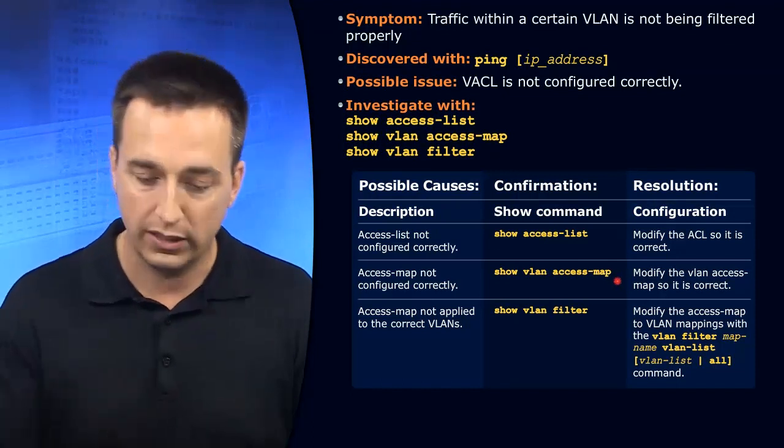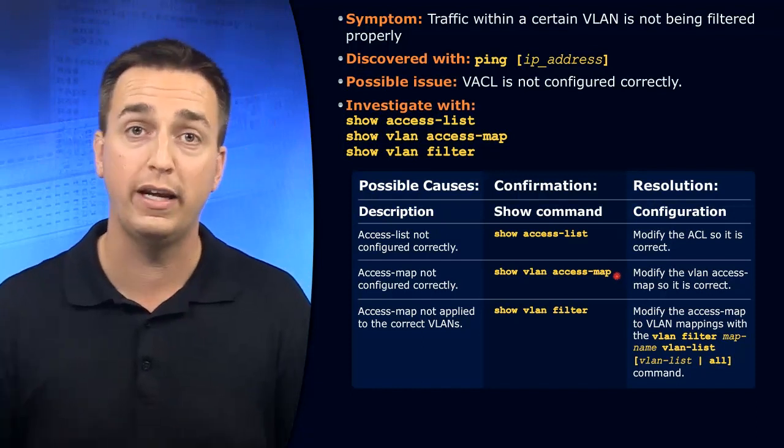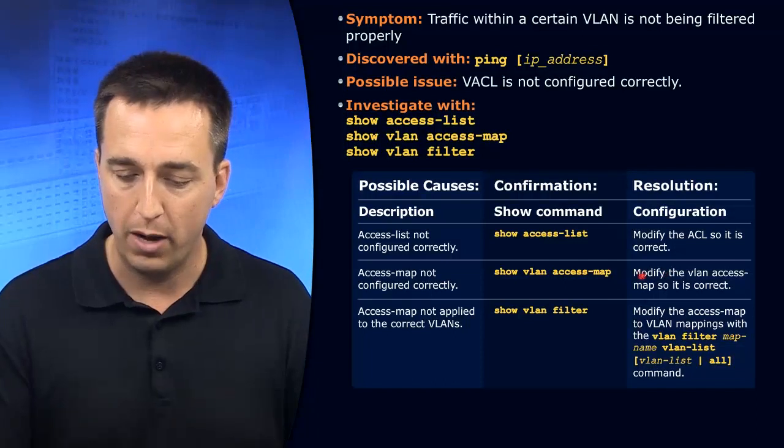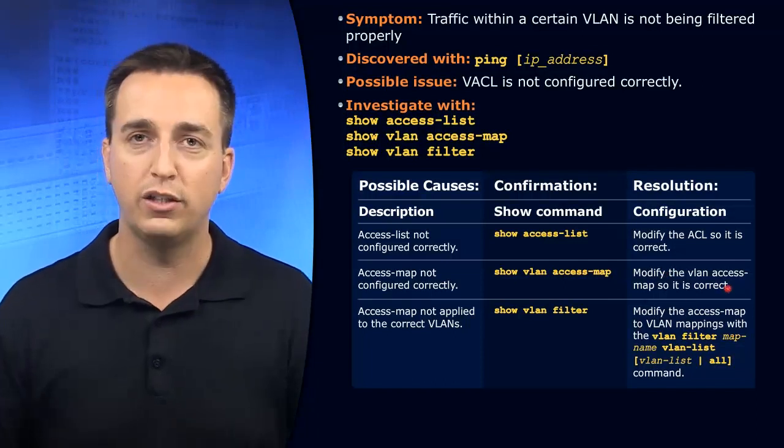Even though you can configure it, this command might not be available. You'll have to use the running config in that particular case. And if you do see an issue with the VLAN access map, then you're going to have to modify the VLAN access map so that it's correct.